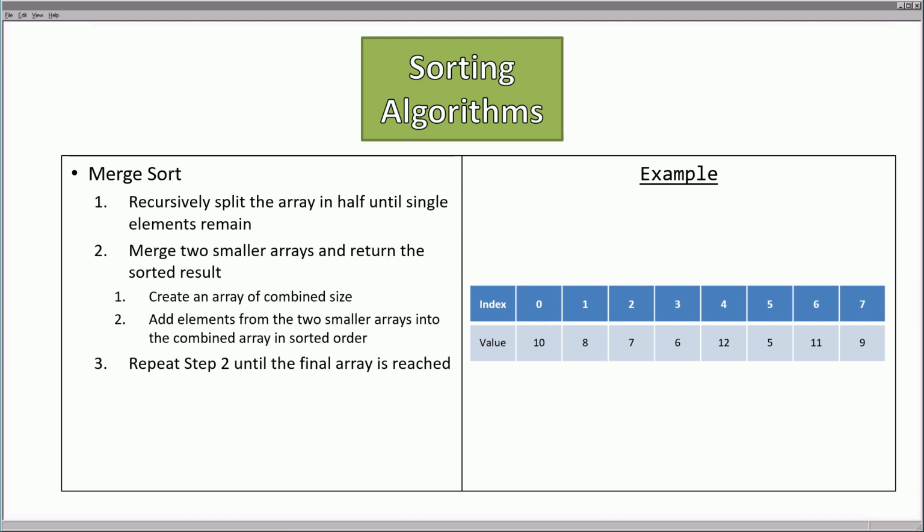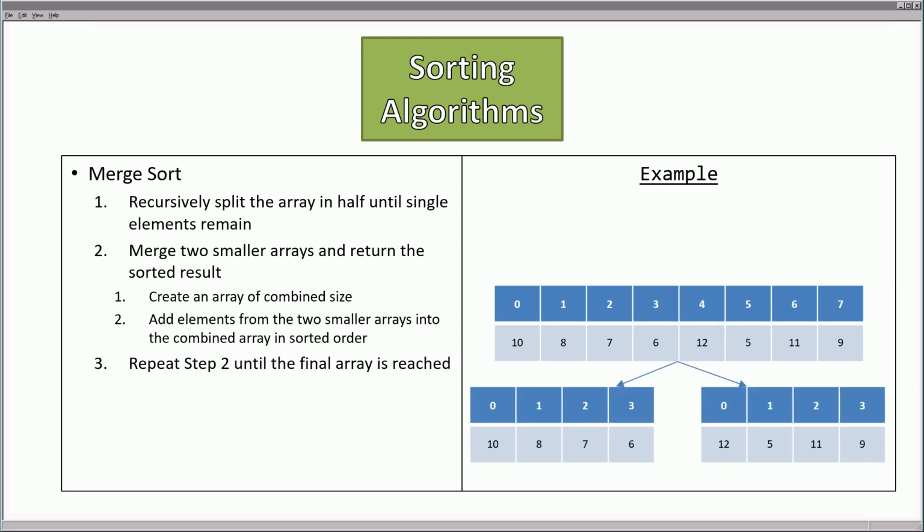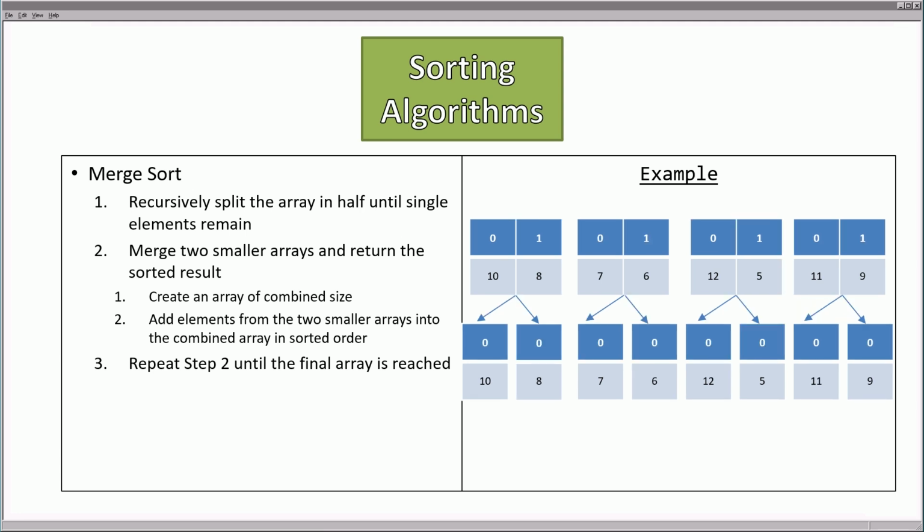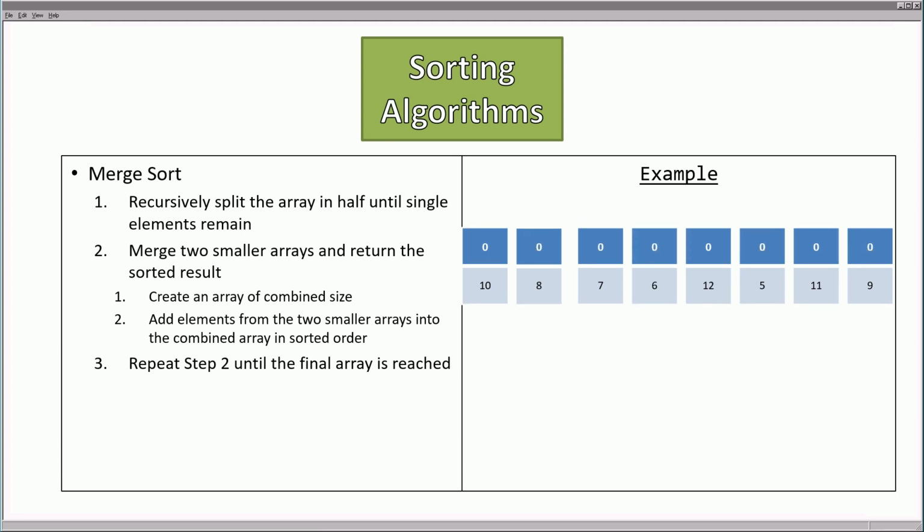So if we're given this array in this example here, let's go ahead and cut off the index and the value. That way we can just see this a little bit better. Just keep in mind that the top row are the indices, the bottom row are the values. So starting off with this 8-element array, we split this in half. And then we split the halves in half. Then we split the half-halves into halves. And now we're down to singular elements.